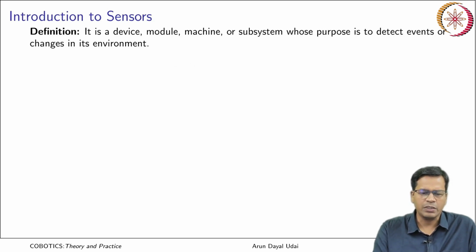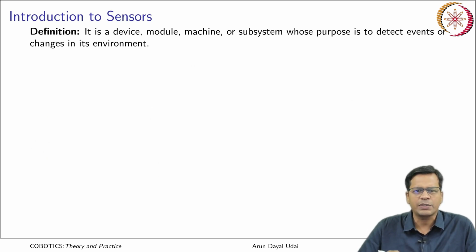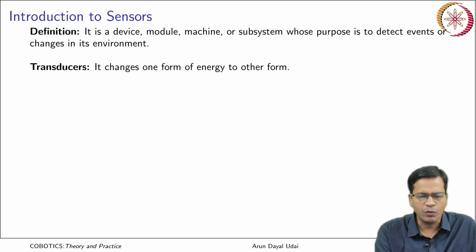So, let us begin with sensors. It is a device or a module or a machine or a subsystem whose purpose is to detect events or changes in the environment. It includes a transducer. What it does is change one form of energy to another form.